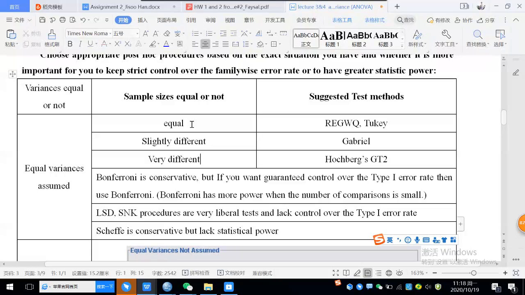Okay, since here they are equal, right? Then we can use Tukey, because the other methods, the Bonferroni is conservative. And LSD is just the opposite of Bonferroni. Scheffe is conservative but lacks statistical power. LSD has statistical power, but it's not conservative. Okay, and Tukey is in the middle. So we would like to use Tukey because the statistical power is medium and the conservativeness is medium. So we would like to use these two methods.